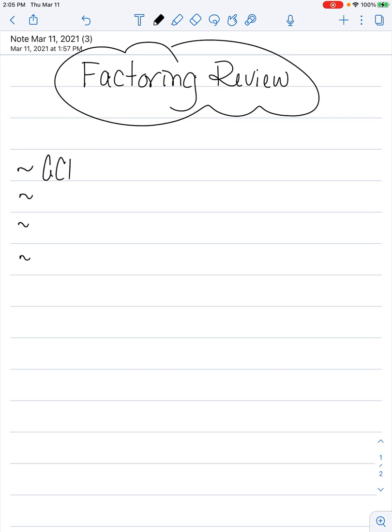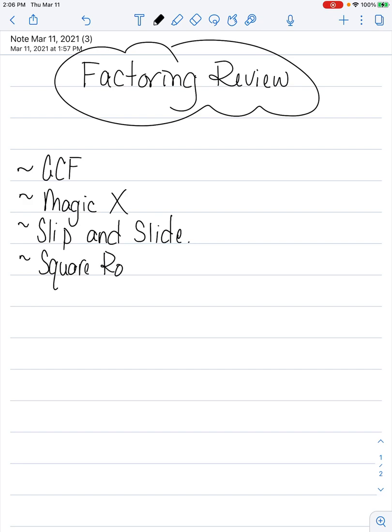First, always look to see if you have a greatest common factor. Next, remember, if you have a trinomial in the form ax squared plus bx plus c, use your magic x. If your leading coefficient is greater than 1, remember you have to do the added step of slip and slide. That's just the final step of magic x. And if you have the difference of 2 squares, you're just going to take the square root, okay? And remember, that only works with difference of squares.